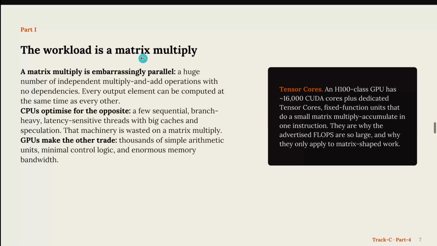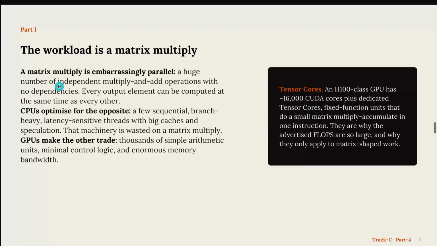The workload is nothing but a matrix multiplication, and it is embarrassingly parallel. A neural network would have 70 billion parameters, and all of those parameters need to be multiplied with the incoming token or input context. We need to do nothing but multiply and add operations on top of those weights, with no dependencies, because these were independent calculations that need to be done.